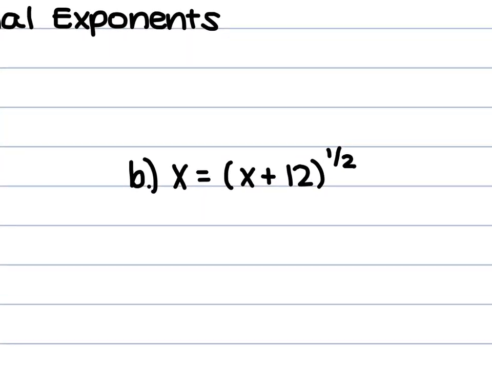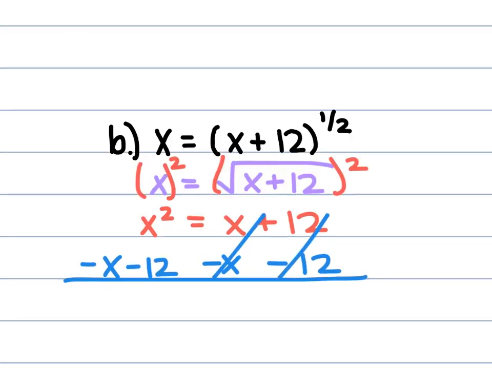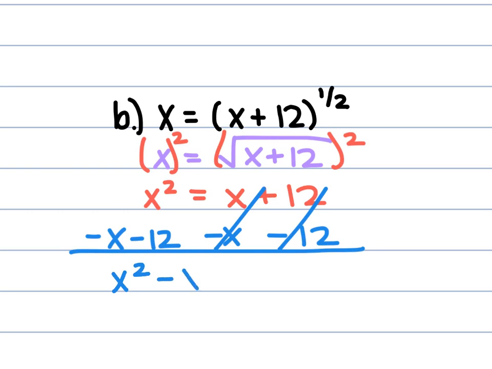For b, we have x is equal to x plus 12 raised to the 1/2 power. So this is the same thing as x is equal to the square root of x plus 12. We're going to square both sides. So this is x squared is equal to x plus 12. We're going to move everything over to the other side with the x squared. So we're going to be left with x squared minus x minus 12 is equal to 0.